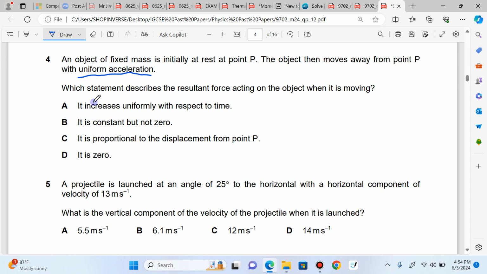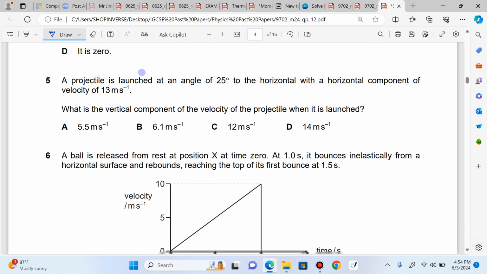That's all. So let's see. Which describes the resultant force? Let's see, it increases uniformly with respect to time. No, the force is not increasing uniformly because acceleration is not increasing uniformly. If acceleration were increasing, then the force would be increasing as well. Option B, it is constant but not zero. That's it. It is constant, okay, uniform force. Since it is uniform acceleration, then you have a uniform force, which is constant force.